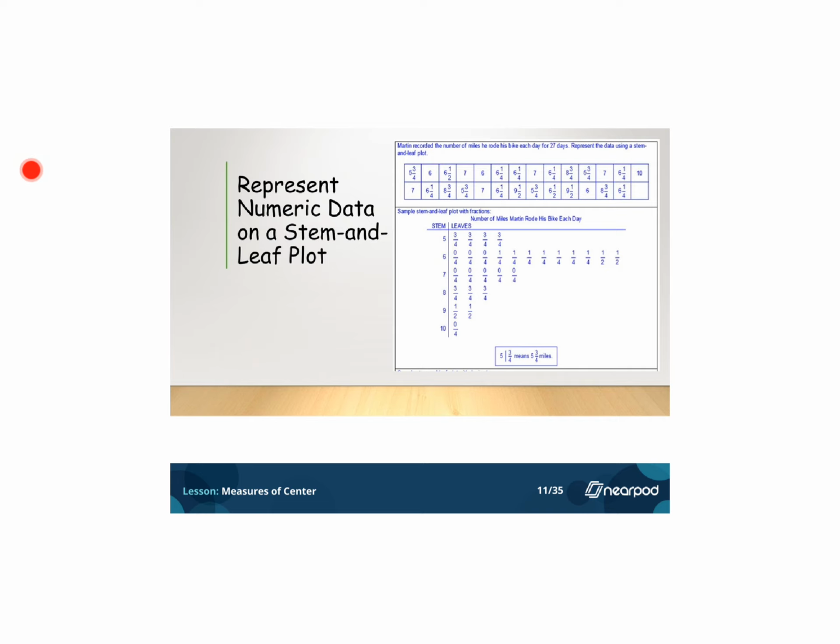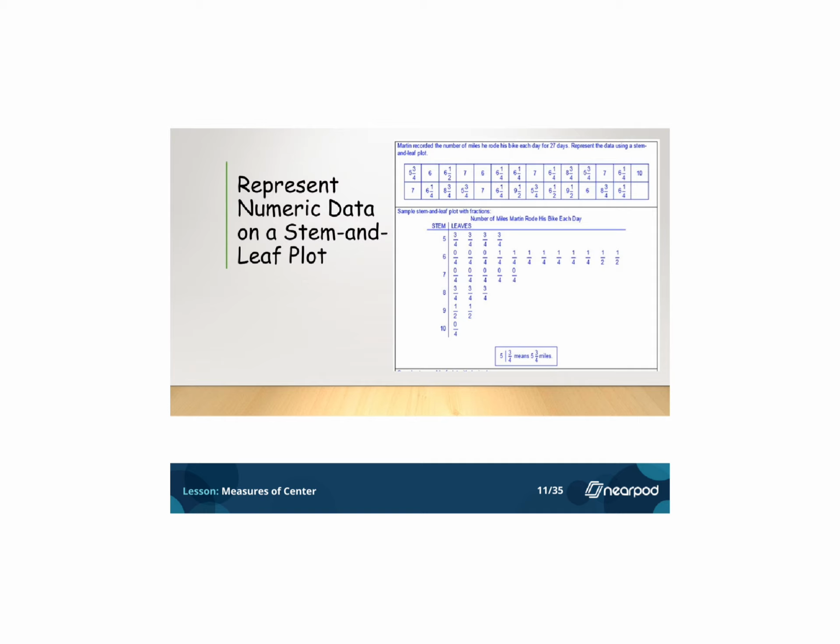So we look at the first one. 5 is my whole number, my stem. 3/4 is my leaf. Good. Go to the next one. 5 is my whole number. 3/4 is my leaf. Good. Go to the next one. 5 is my whole number, which is my stem. 3/4 is my leaf. Good. There should be one more. Yes, 5 is my whole number, which is my stem. 3/4 is my leaf. Awesome. That checks out.